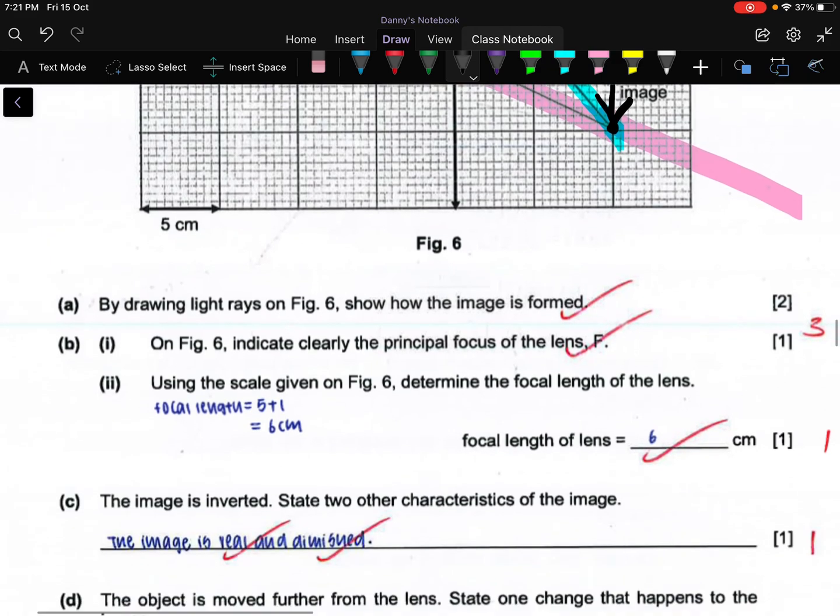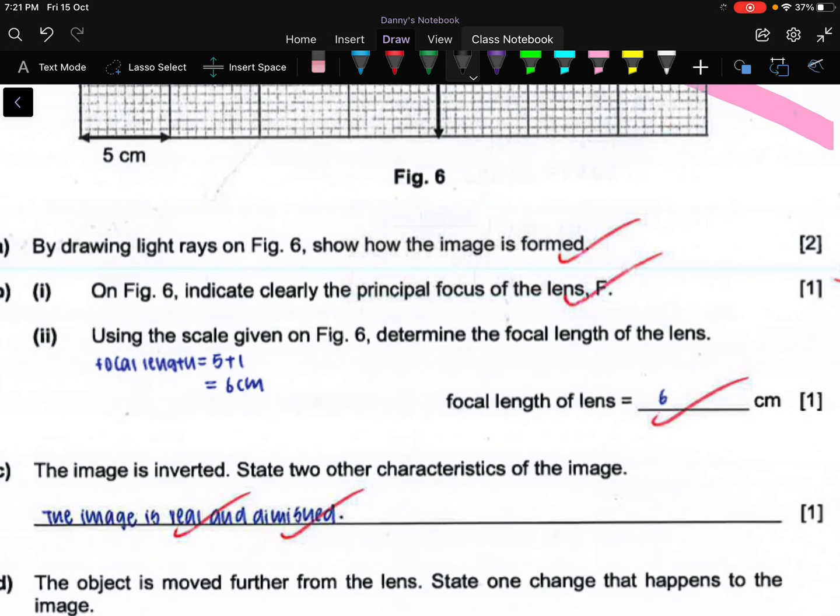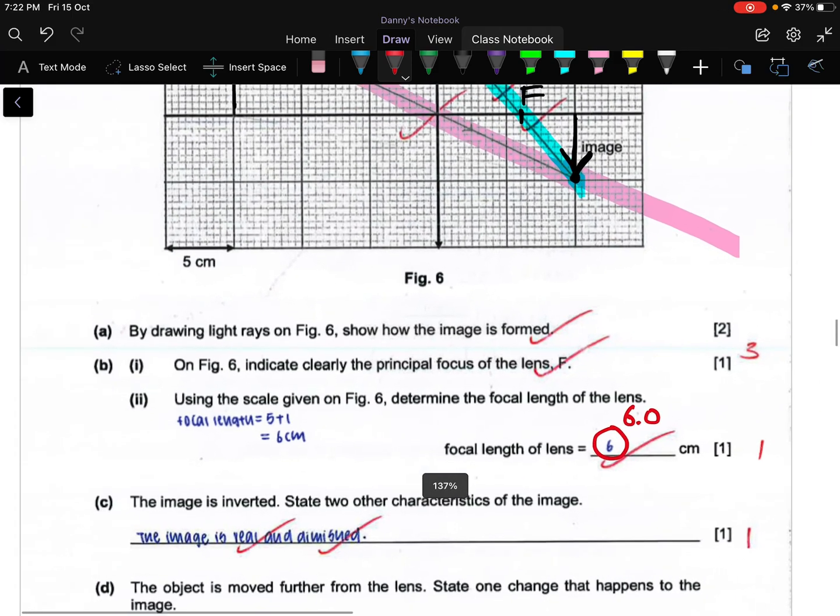So in this case, by reading the graph properly, you should be able to get the focal length of the lens. And actually down here, you should be giving me 2 SF. But in this case, for this part, we do not penalize you on the 2 SF rule.